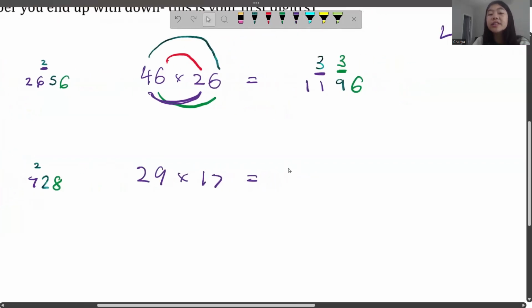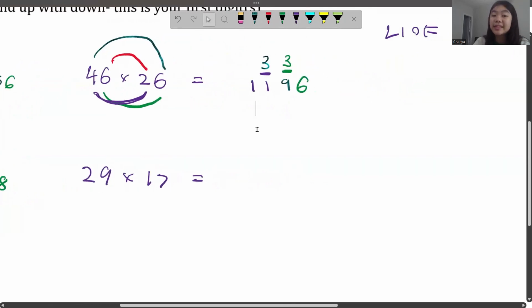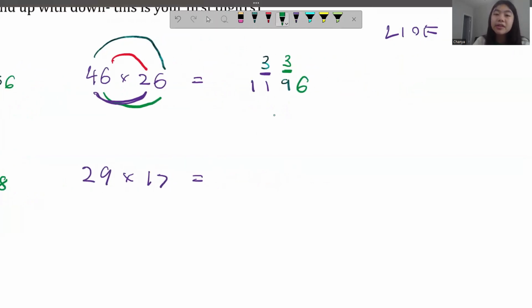Moving on to this problem, 29 times 17. Remember, you start from last and you go back to first. So you multiply these last two digits, 9 times 7. You get 63. So what you do is you write the 3, you carry the 6.